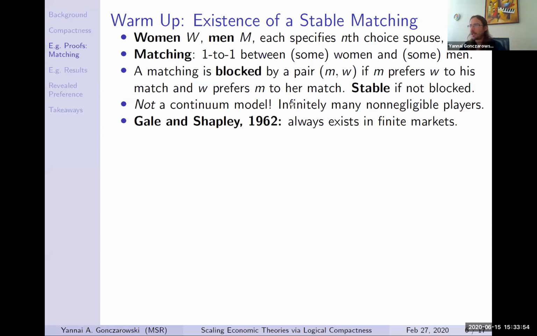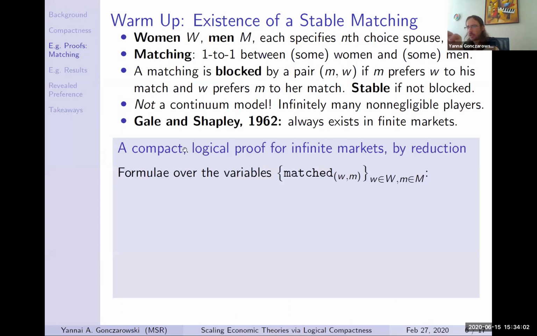So Gale and Shapley gave a proof that a stable matching always exists in finite markets. Let's prove it. It's only going to be this shaded box here. This is going to be the entire proof that a stable matching exists in an infinite market as well. So let's define a set of formulas. For each M and W, we're going to have match(W, M). This is going to mean later whether W and M are matched or not. This is a Boolean variable. These are going to be the atomic formulas.